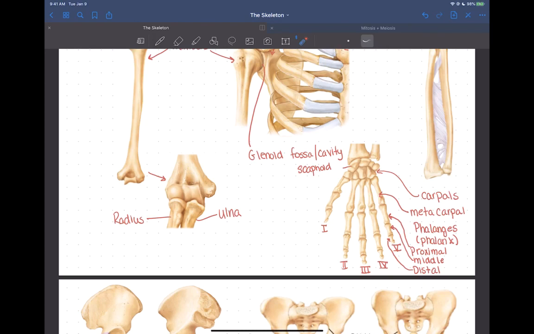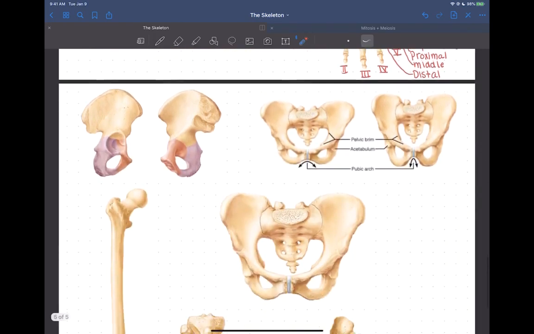So we've done the arm and the hand. Now let's move on to the lower extremities. First of all, where does the appendicular skeleton meet the axial skeleton posteriorly or inferiorly? Sorry, inferiorly.